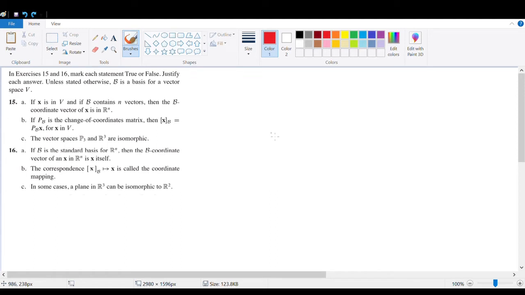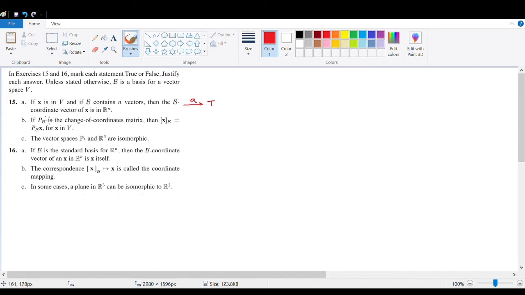In exercise 15 and 16, we need to mark each statement true or false, justify your answer. Unless stated otherwise, B is a basis for a vector space V. A, if X is in V, and if B contains n vectors, then the B coordinate vector of X is in Rn. This one is true since we represent X as X is equal a1 multiplied by b1 plus a2 multiplied by b2 and so on.